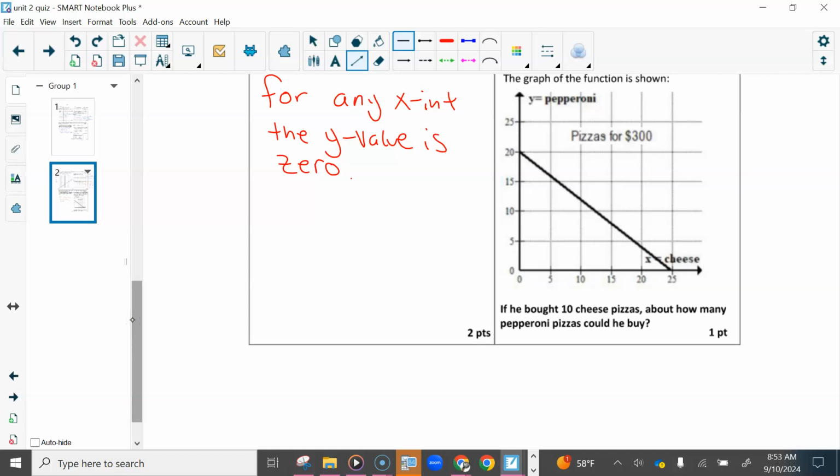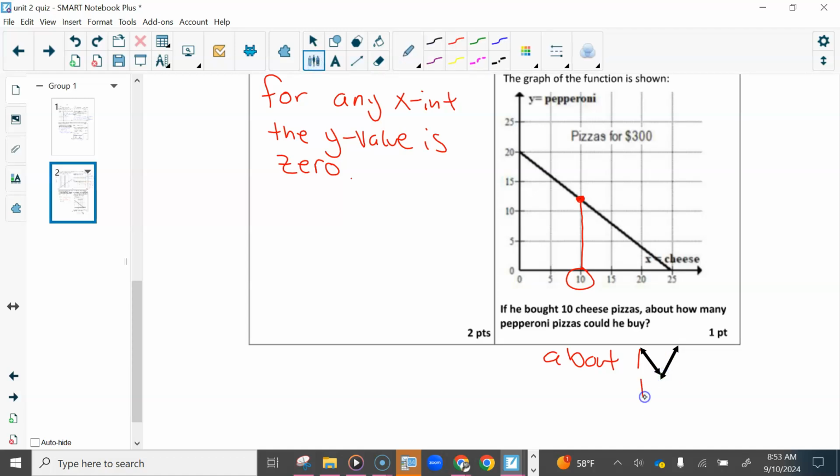12. How'd you get that? I went this one and then I approximated. Okay. So cheese pizzas, we know he bought 10. If I go up on the function, it would be about in the middle. So 12 is right. 13 could also be right. 11 is probably too low. 14 is probably too high. And definitely not 10 or 15. So somewhere in the middle. So you can say about 12 or 13.